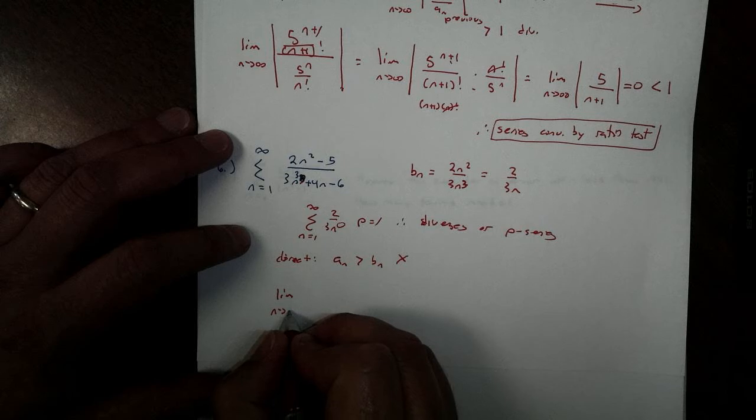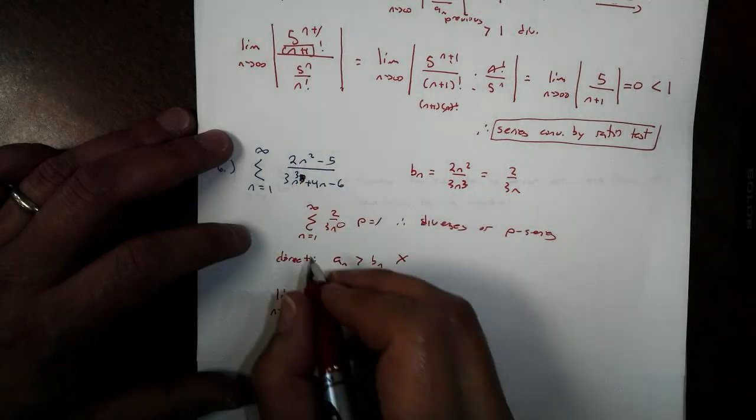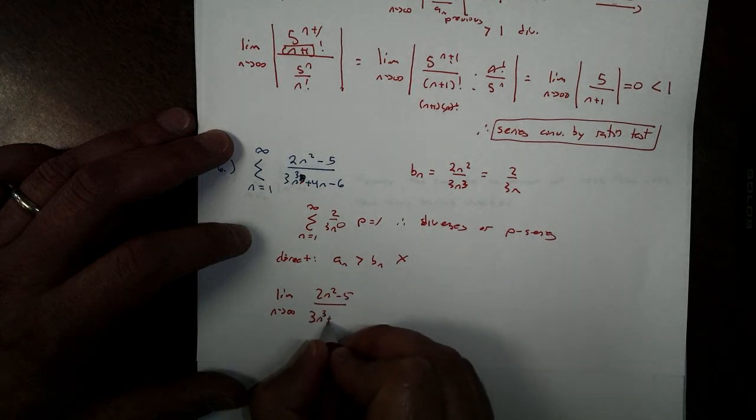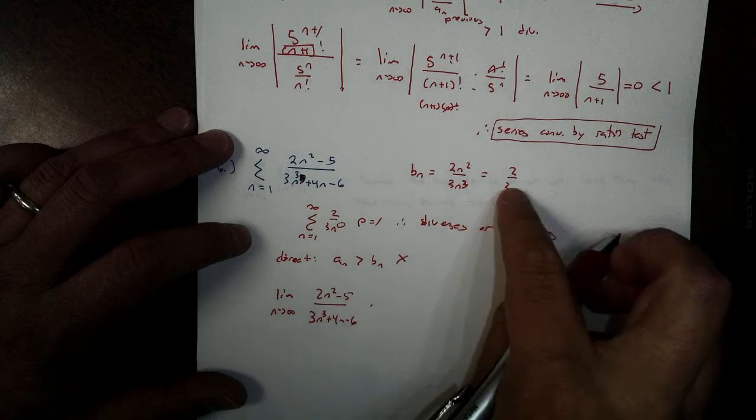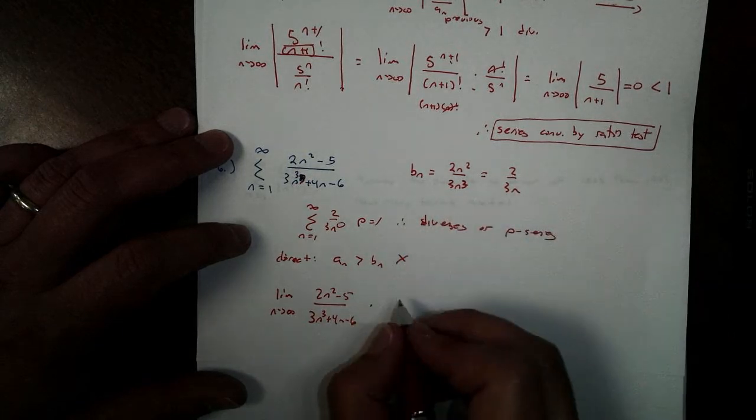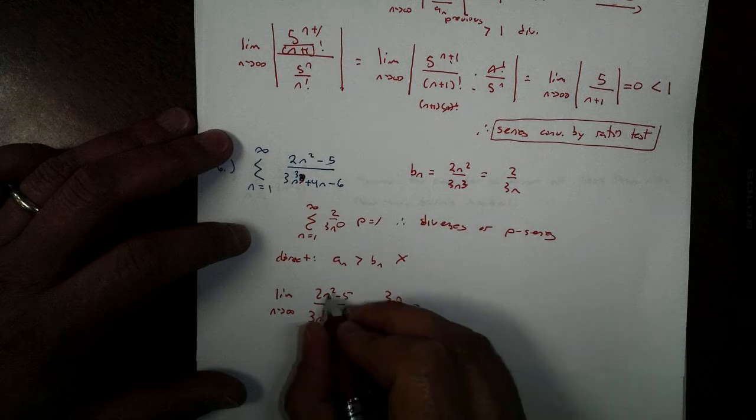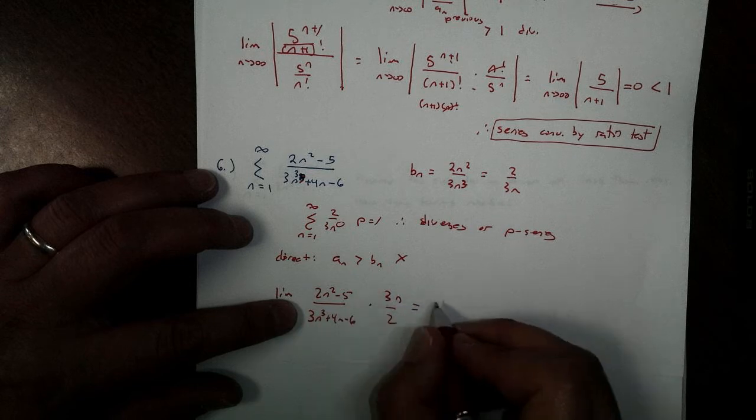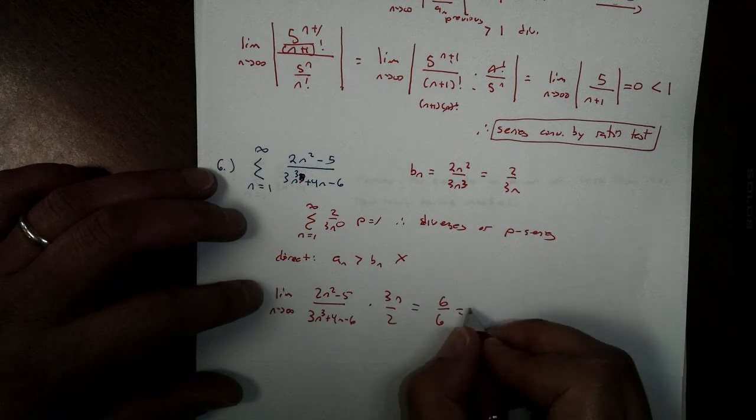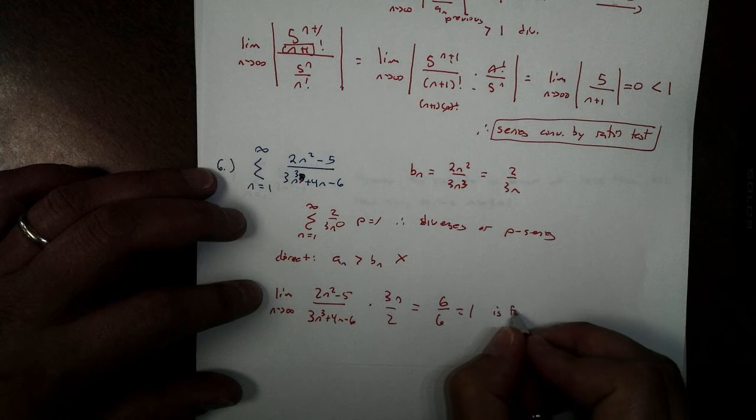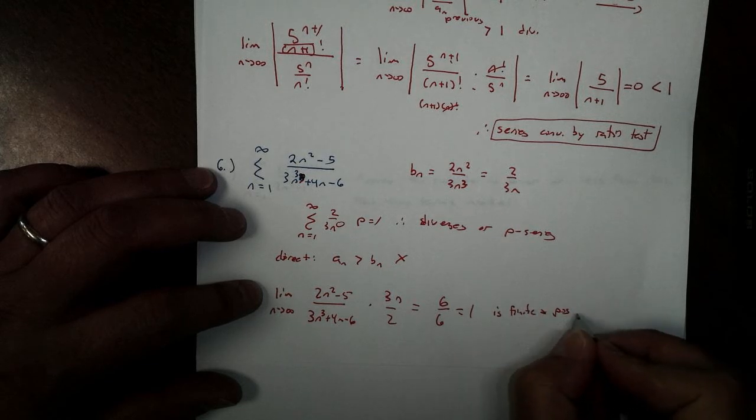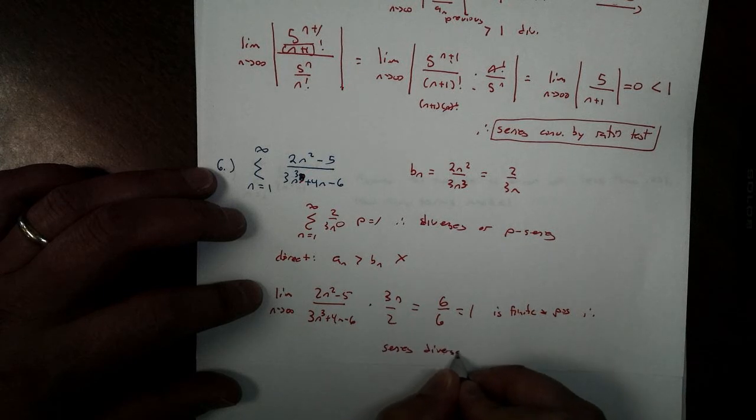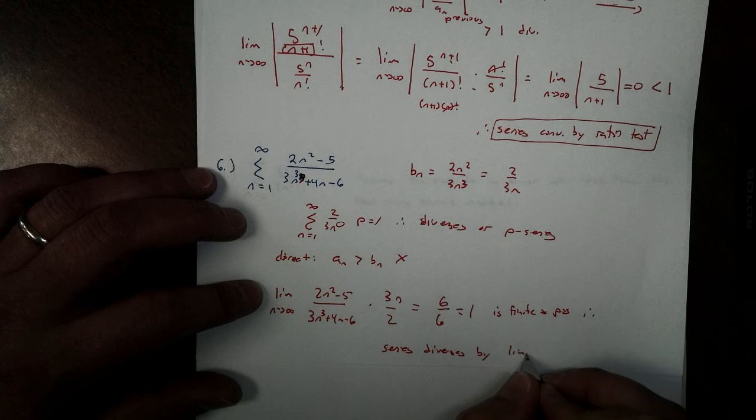As n goes to infinity, remember it's going to be the original 2n squared minus 5 over 3n cubed plus 4n minus 6, divided by b sub n. So I'm going to go ahead and invert and multiply. That's just 3n over 2. And this becomes just, what's that? 6n cubed over 6n cubed. So that just becomes 6 over 6, which is just 1. So this is finite and positive. Therefore, we can say the series diverges by limit comparison.